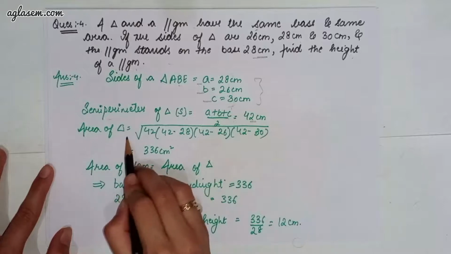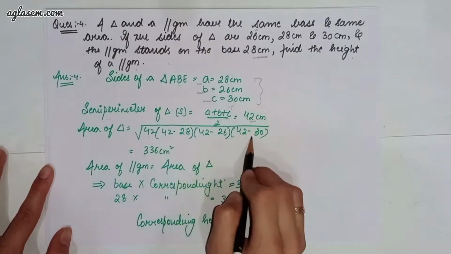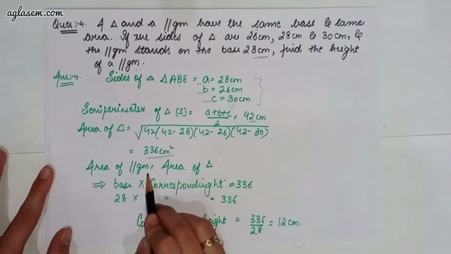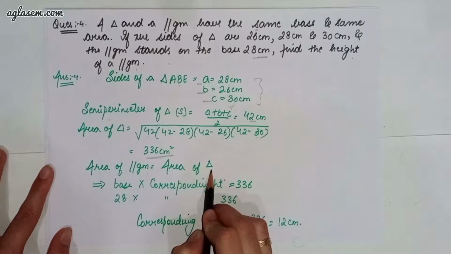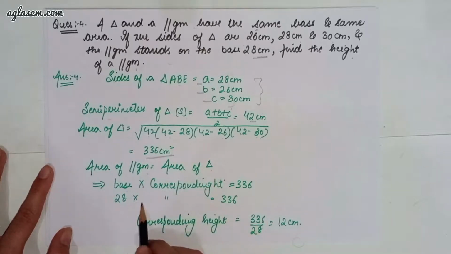So the area of the triangle, that is root S into S minus A, S minus B and S minus C, will give you 336 centimeter square. So the area of the parallelogram is equal to the area of the triangle. That is base into corresponding height, which will give you 28 into corresponding height equals 336. So the corresponding height is 12 centimeter.